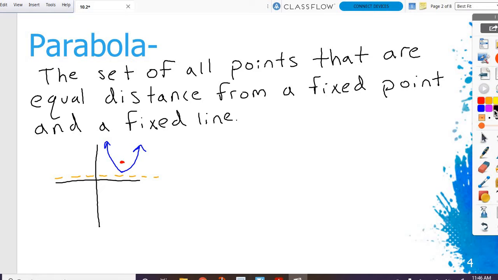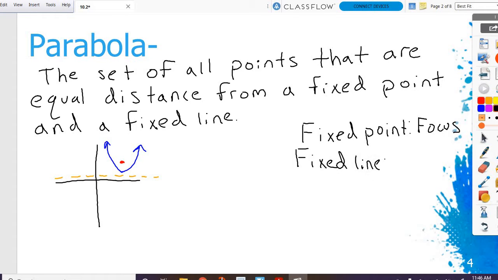So your fixed point is called your focus, and then your fixed line is called your directrix. Now, both of those are imaginary. They're not actually a part of your graph. You just use them to find the graph.